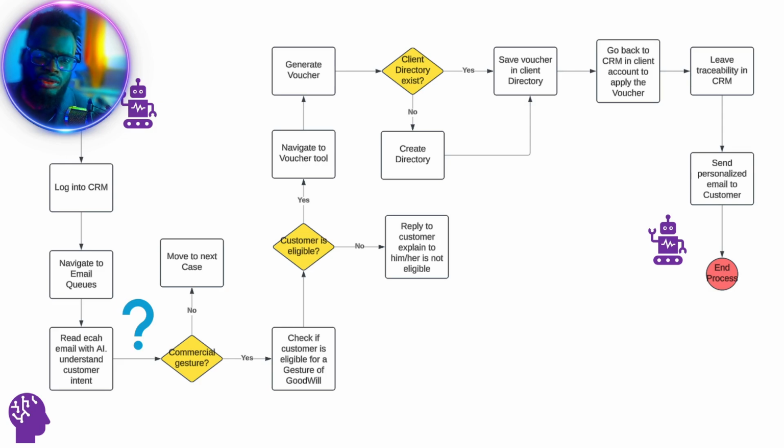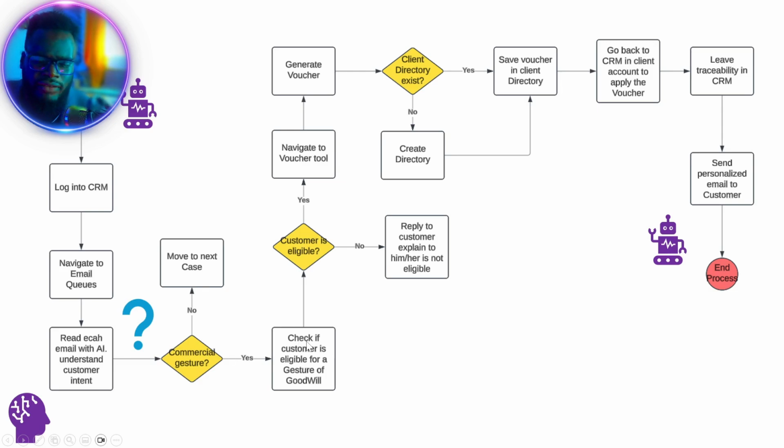So here the robot is going to navigate through the queues, and it will read each email leveraging AI, right? And understand the intent and the sentiment of the customer. If the email is related to a commercial gesture, it will handle the case. But if it is not related to a commercial gesture, it will move to the next one, because we want the robot to handle only those, right?